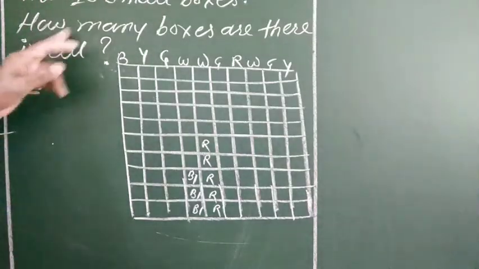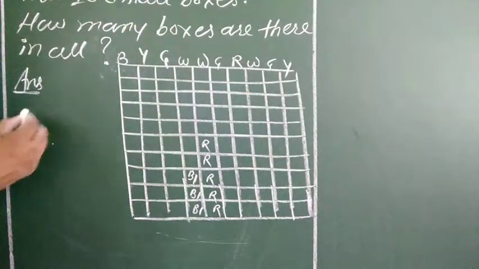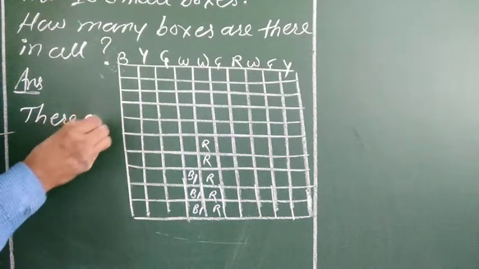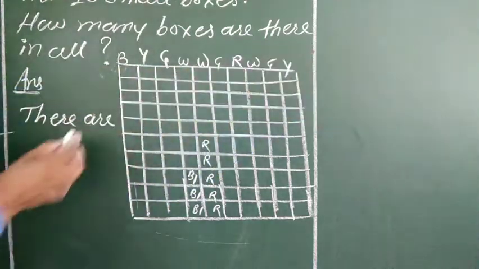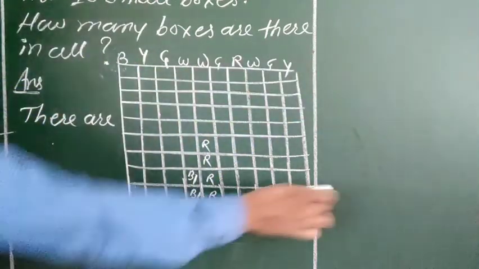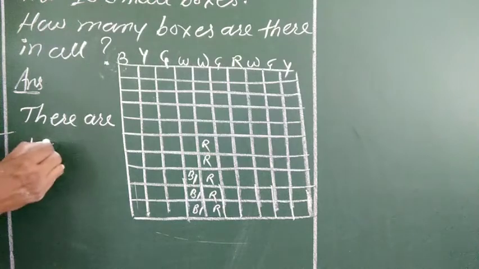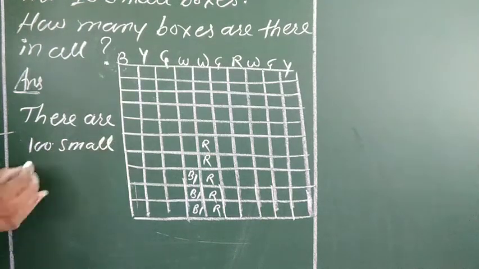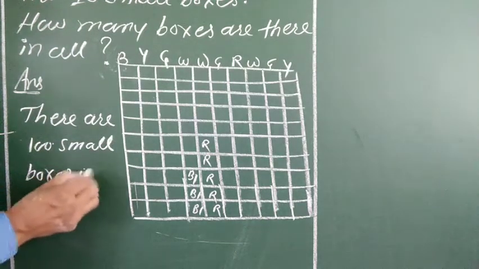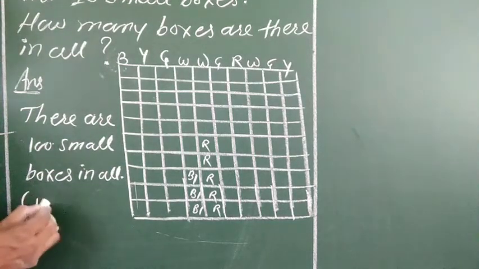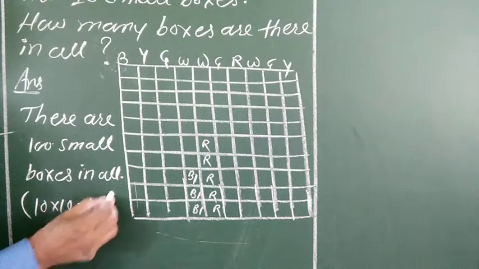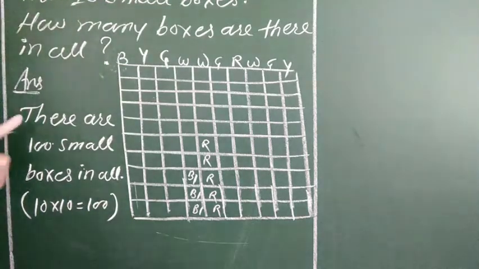Now question is here, how many boxes are there in all? क्या होगा फिर? There are, see, 10 and again 10. तो कितना होगा? 10. These are 10 and these are 10. So 10 into 10, there are 100 small boxes in all. Okay. So you can write like this, 10 into 10 is equal to 100.